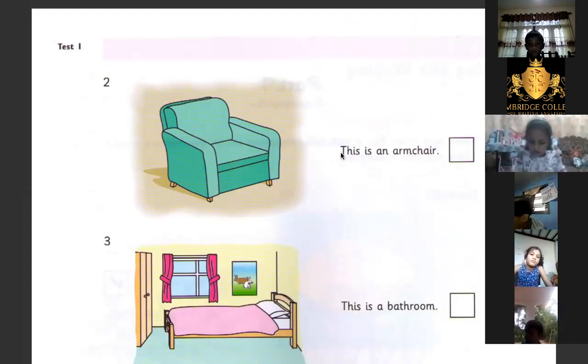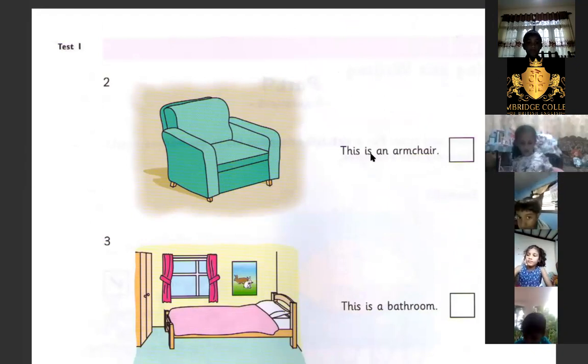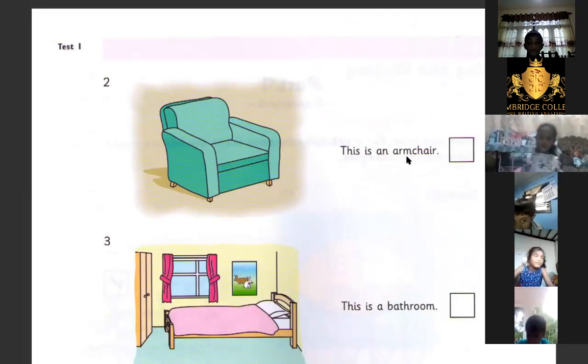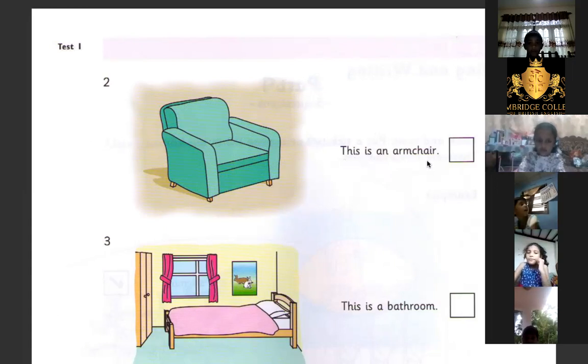So, read the sentence. This is an armchair. So, you also can read. This is an armchair. What do you mean by an armchair?